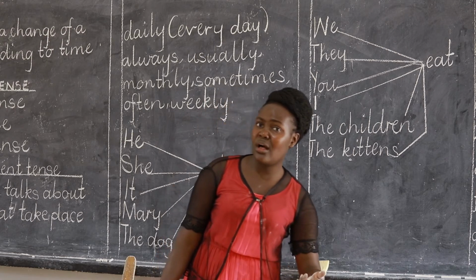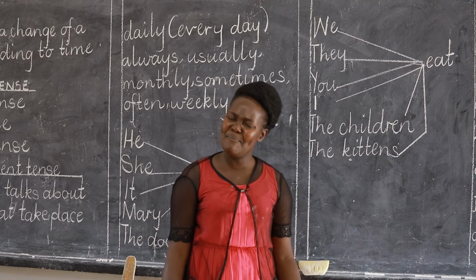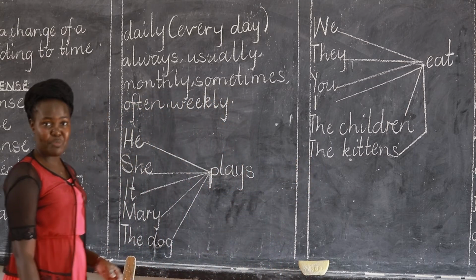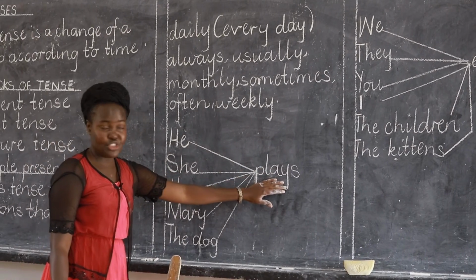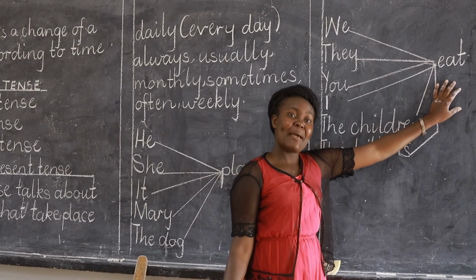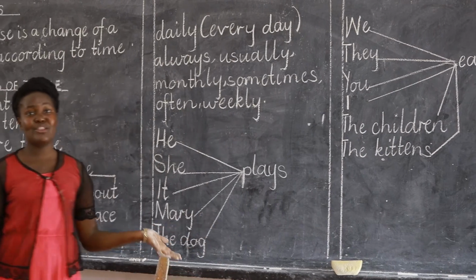Our uncles drive. What else? Mention many of them. So I think you have got this principle. Singular, the verb changes. Plural, the verb remains in its base form. Hope you've grasped that. Should I continue?